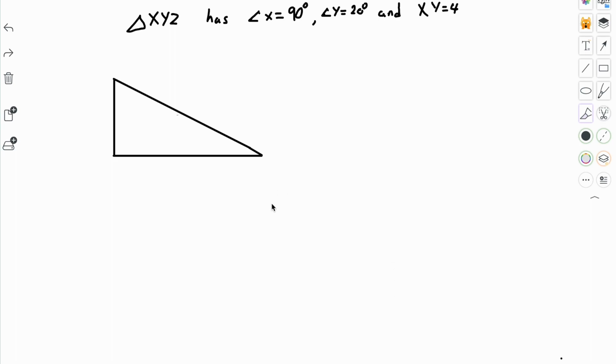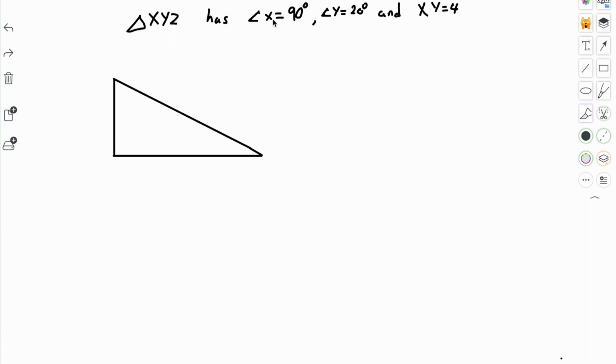So right here, we have angle x equals 90 degrees, angle y equals 20 degrees, and xy equals 4 degrees. So in this question, we're going to solve for all the points. We're trying to know what angle each point is, and how much in length each side is, how much distance there is from each side.